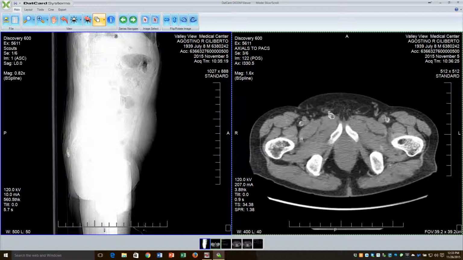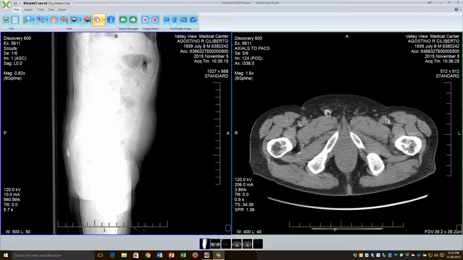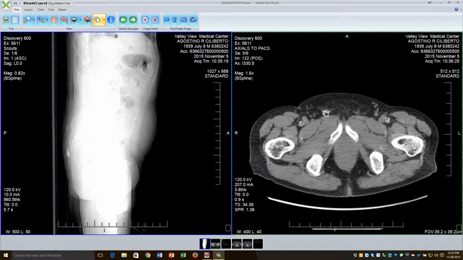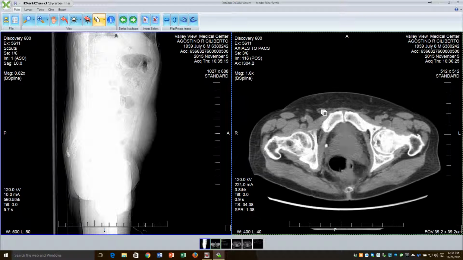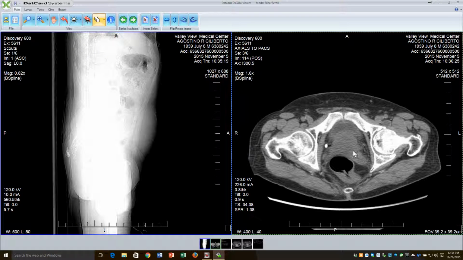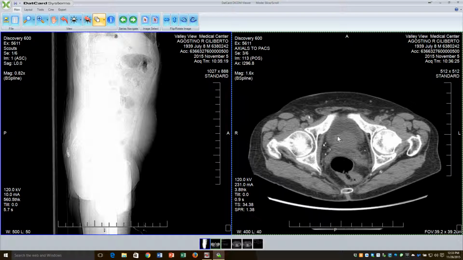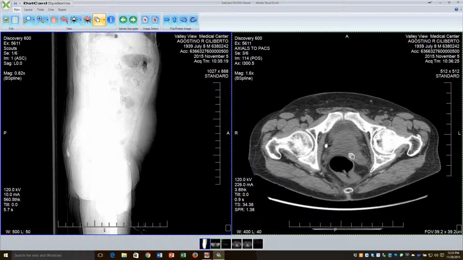So let me show that to you. Compare here to here, and you can see there's a little bit more density here in the right inguinal canal. So it's not a hernia yet, but it's something that should be watched. He has a pretty generous sized prostate gland, and I think the report said he was on Flomax for BPH.